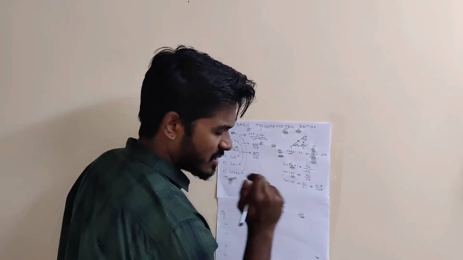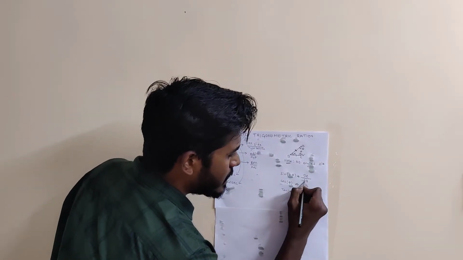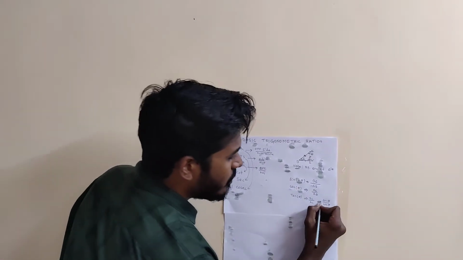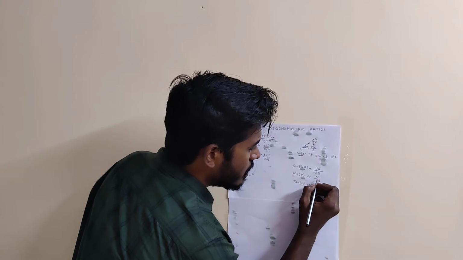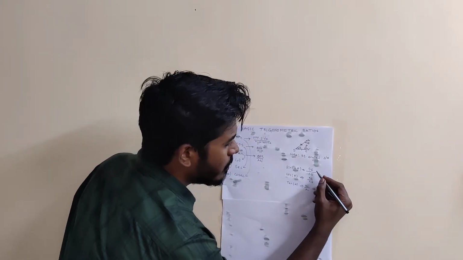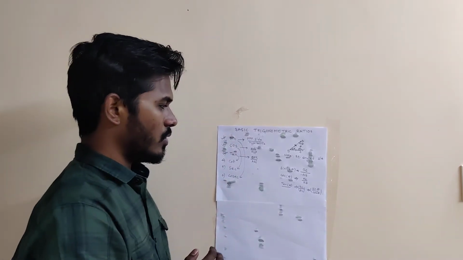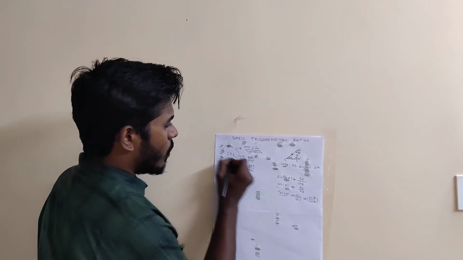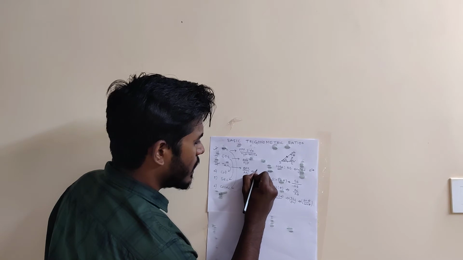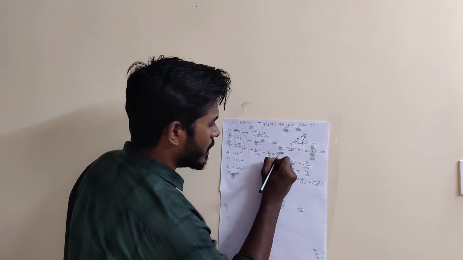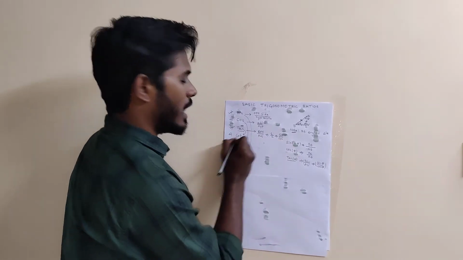Because sin theta is BC by AB. Cos theta is AC by AB. So if you divide sin theta by cos theta, AB gets cancelled and you will be remaining with BC by AC, which is tan theta. So by dividing 1 and 2, that means 1 divided by 2, that means sin divided by cos gives you tan.